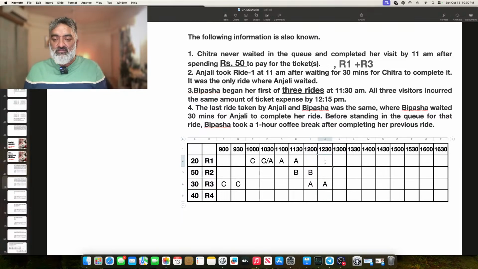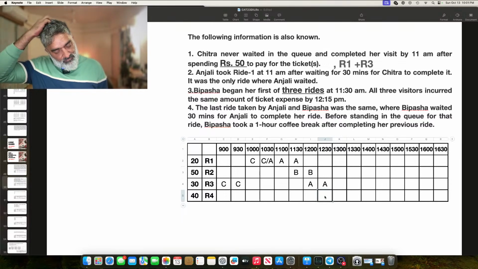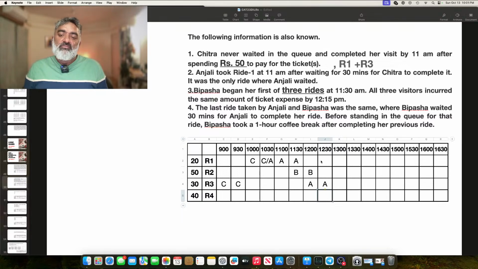So maybe can she go for ride 4? Just try this out, right? Okay, so I say this is where B went. That means she did her first ride from 11:30 to 12:30. From 12:30 to 1:30, she went for ride 1. Then she took a 1 hour break, and at 2:30, she was available for the last ride, because she went for 3 rides.